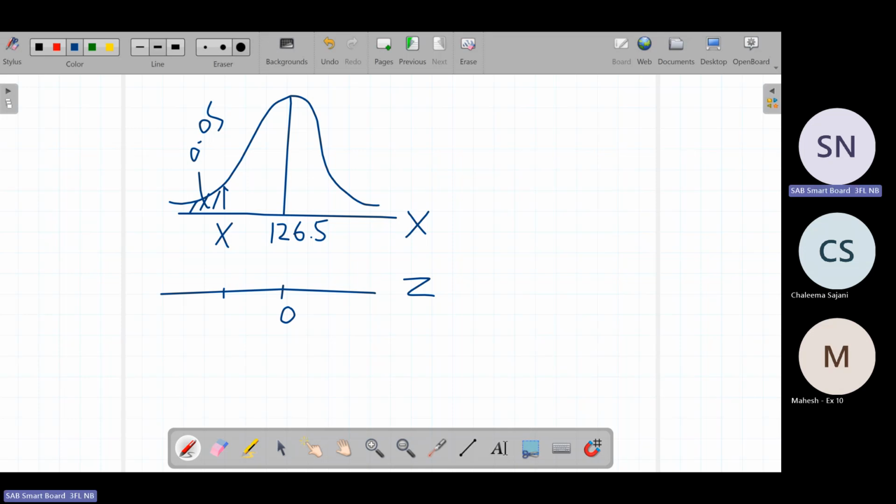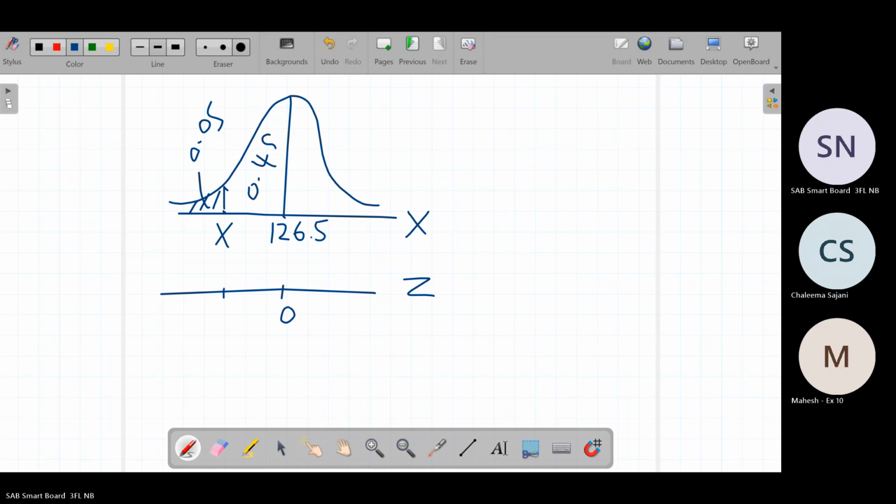Understood? Here you know the probability value in this area, 0.05. But what does the Z table give? 0 to a particular Z value. We know this area, but the table gives from zero up to some Z. Now you cannot use this 0.05. You need to find this area. What is this area? 0.45. Right? Total is 0.5. This part is 5%, this part is 45%.